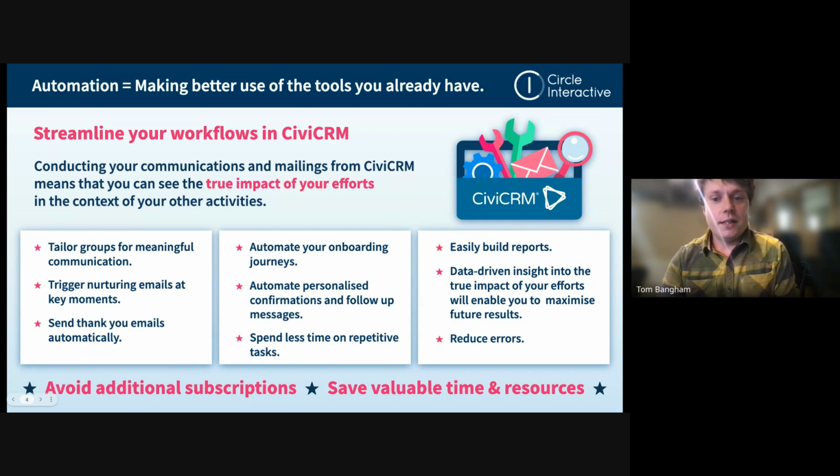Automation is about making better use of the tools you already have. Setting up automated mailings in Civi helps you to reduce repetitive manual work, like sending confirmations, reminders, or follow-up emails. Your messages go out at the right time every time, so hopefully that helps reduce human error, just forgetting to do something and missing that, and it gives supporters a more reliable experience.